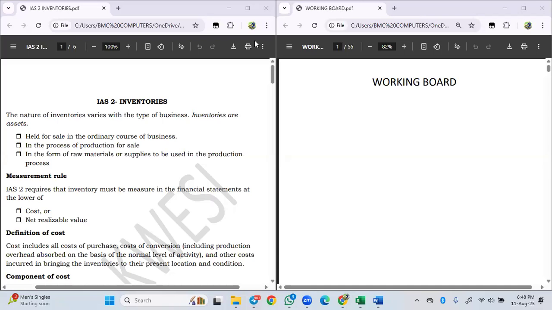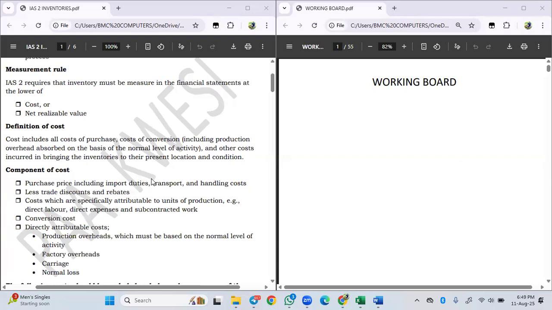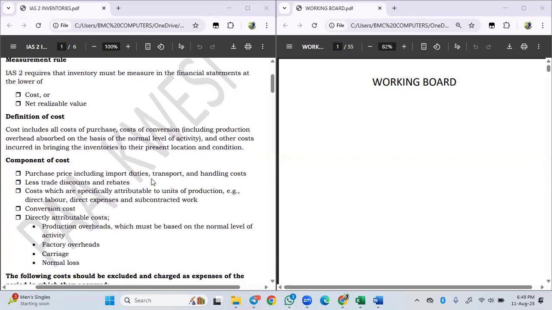held for sale in the ordinary course of business, or assets that are used in the process of production for sale, or assets in the form of raw materials or supplies to be used in the production process. So we have this measurement rule, recognition, and all that. As I said, corporate reporting is okay for us now. You know what measurement is, the recognition, and also disclosure.